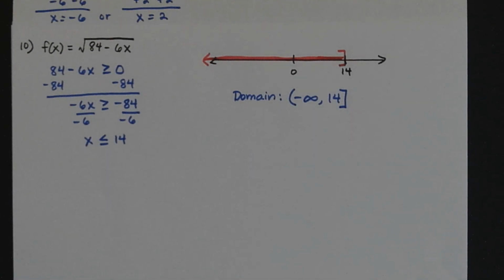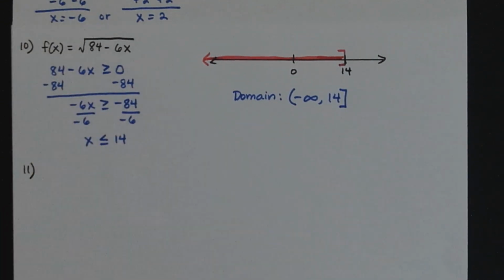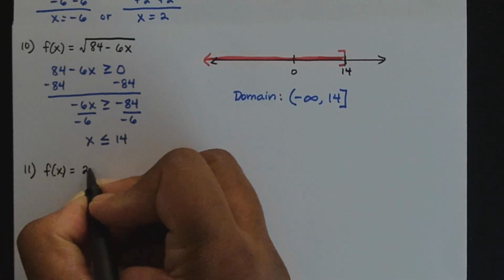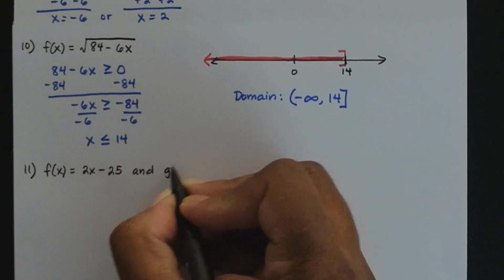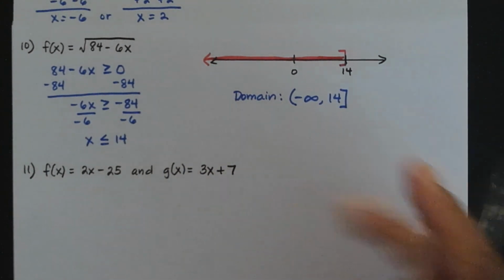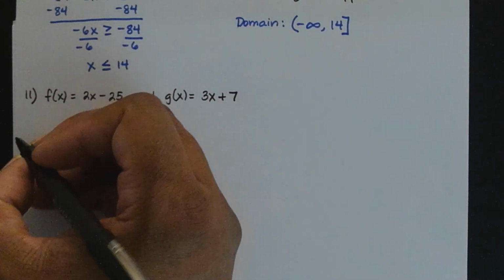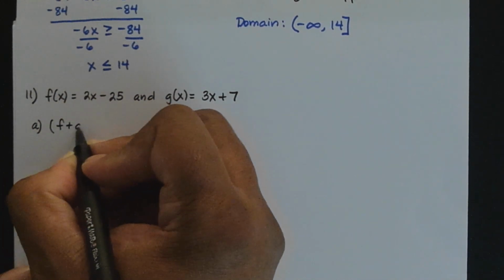All right, number 11 is the sum and the difference, well, actually, the algebra of functions, I should say, because you're finding the sum, the difference, the product, and the quotient of two functions, f and g. So here in this case, f of x is equal to 2x minus 25, and g of x is equal to 3x plus 7. So in this case here, we're going to find in part A, f plus g of x.